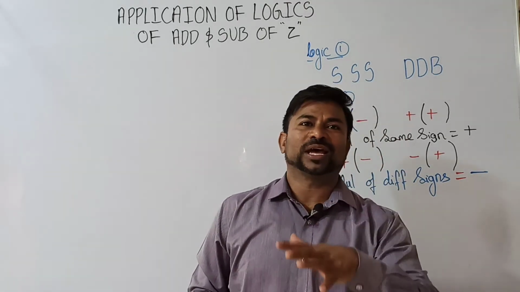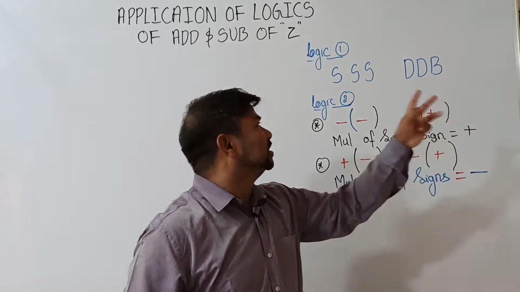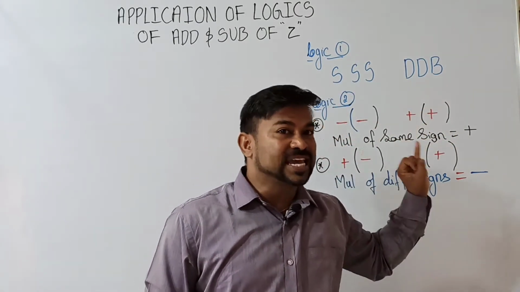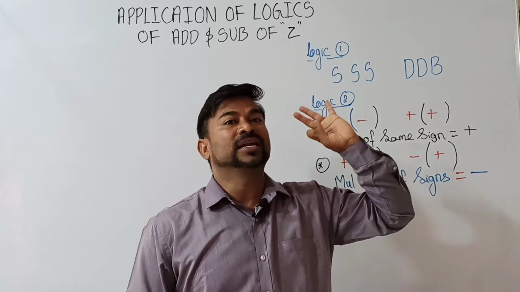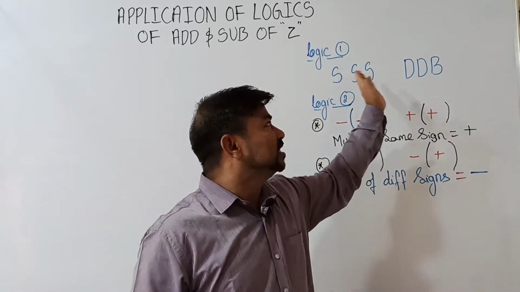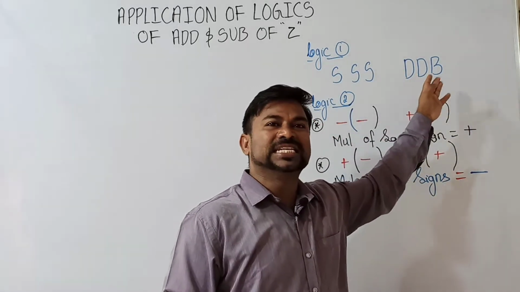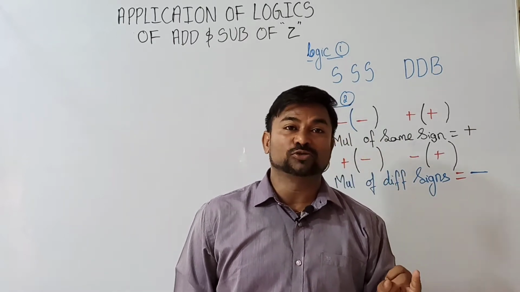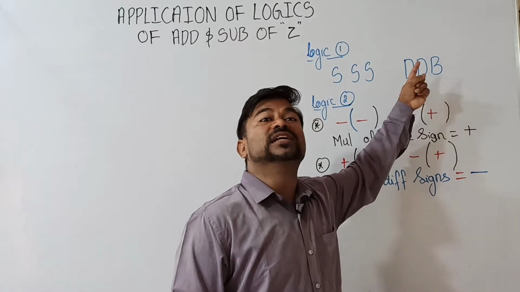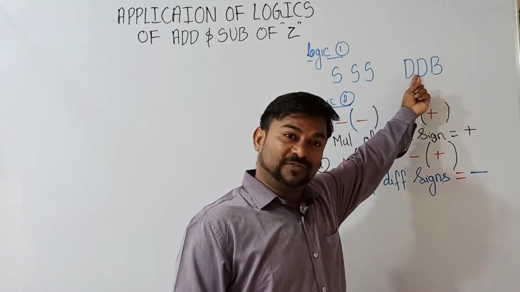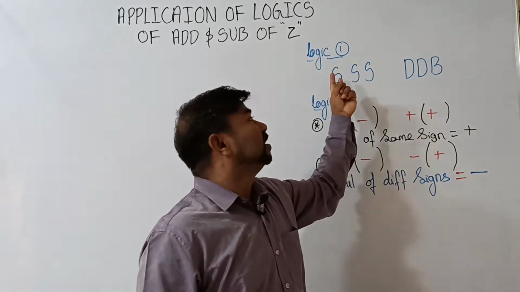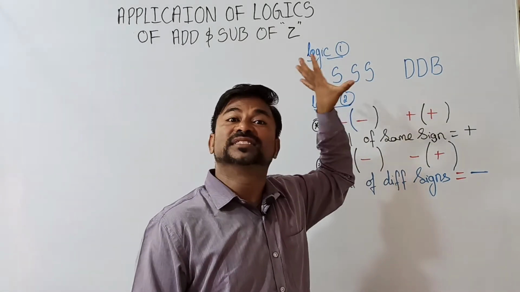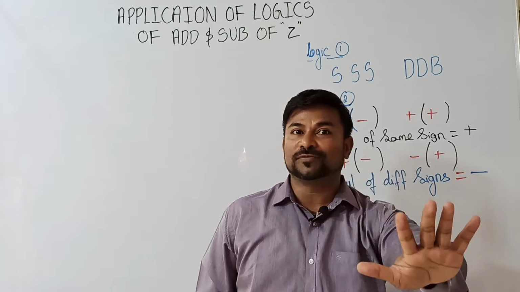The first logic I discussed in my first video is nothing but SSS. If we are having same signs, sum them and keep the same sign. That is the first. In the same first logic, DDB: if we are having different signs, find the difference between the two numbers and keep the bigger number's sign. Different signs, find the difference and keep the bigger number's sign. Same signs, sum them and keep the same sign. This is the first logic I explained in my earlier video.